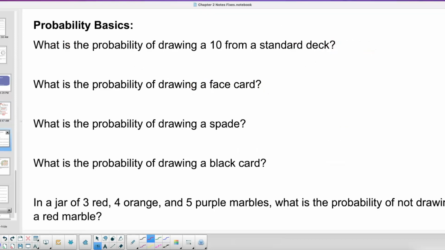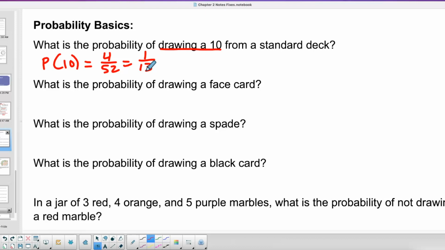Let's try some examples. Just some basic ones. Let's not forget how to do the easy ones. What is the probability of drawing a 10 from a standard deck? Standard deck means 52 cards. So the probability that we draw a 10 is just how many 10s there are in the deck. That would be 4 out of 52 total cards. So we have a 1 in 13 chance of getting a 10 on our first draw.